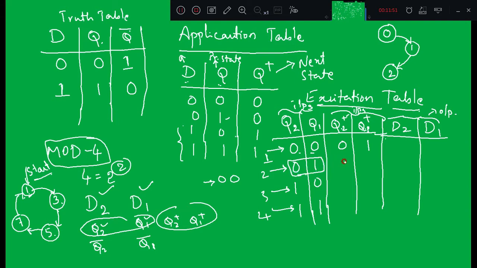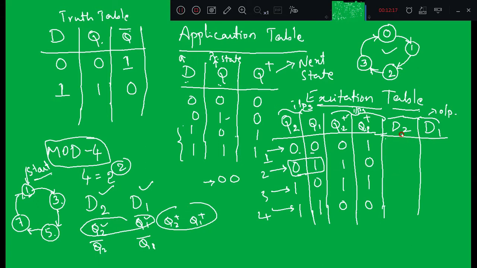After 1, my next state is 1 0, that is 2. After 2, next state is 3. 3 in binary is 1 1. After 3 again, we will be having 0. That means after 3, the next state will be equal to 0 0, right? So this is the state diagram of this mod 4 counter, and this is the application table.